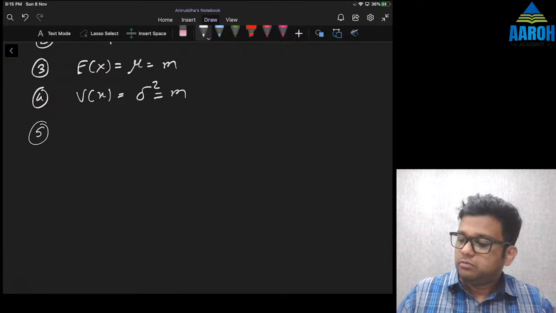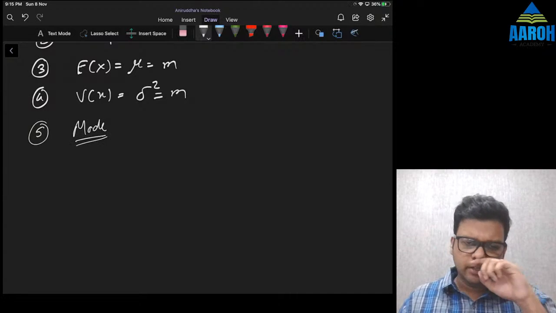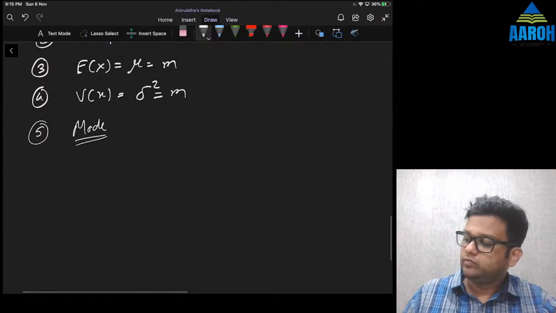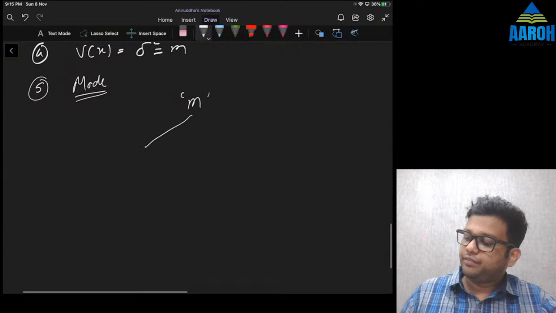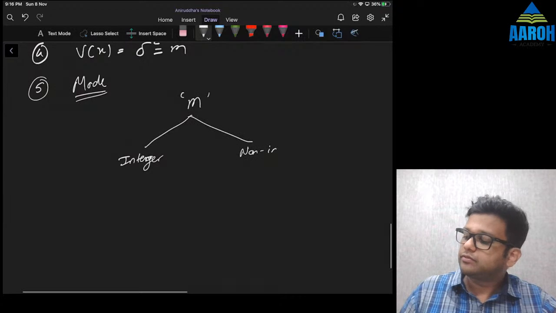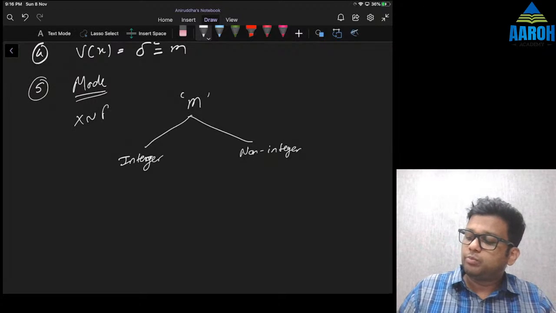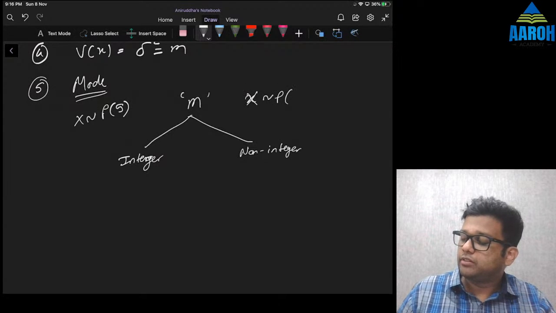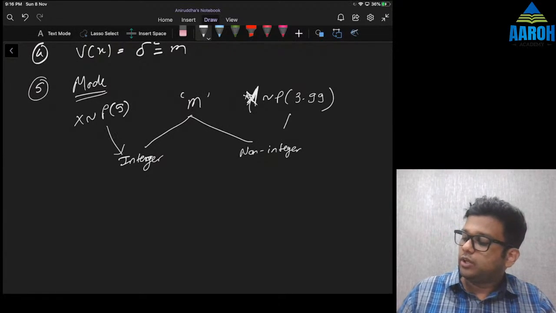Let's go to the next property then, mode. Now mode is like binomial but simpler. Mode depends on the value of m. We have to check if m is an integer or non-integer, just like binomial, and then follow exactly the same process. Let's take an example: X follows Poisson distribution with parameter 5, and let's say Y follows Poisson distribution with parameter 3.99. Now this is an integer, this is non-integer.